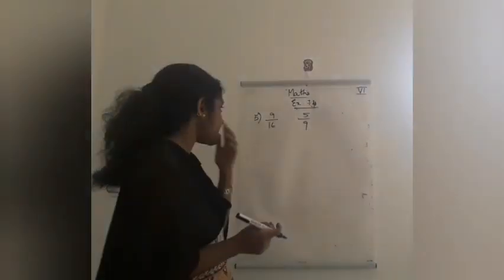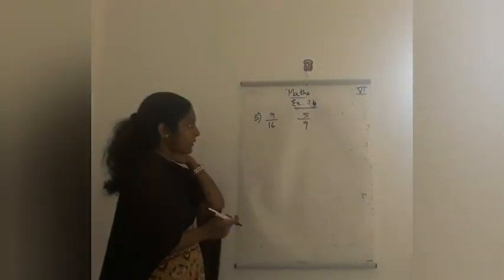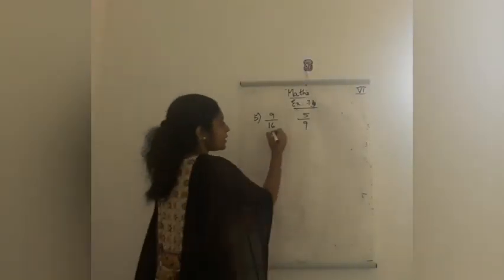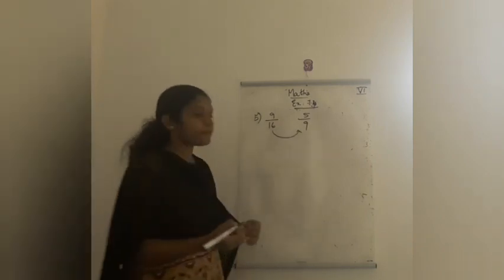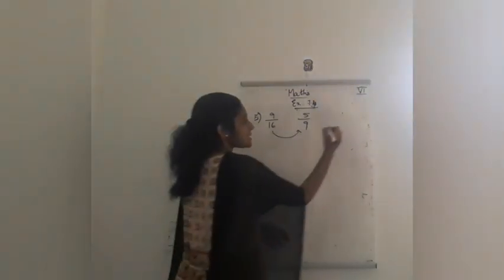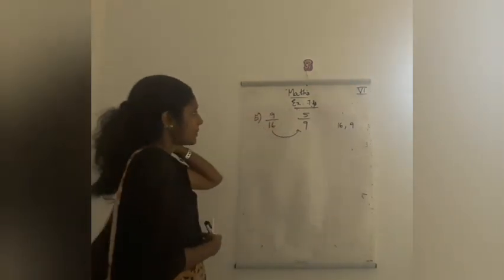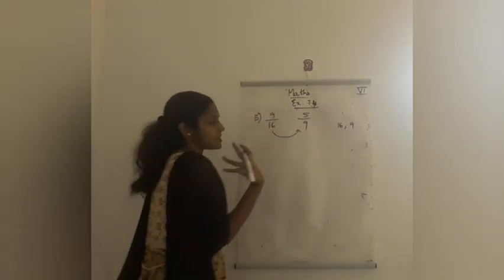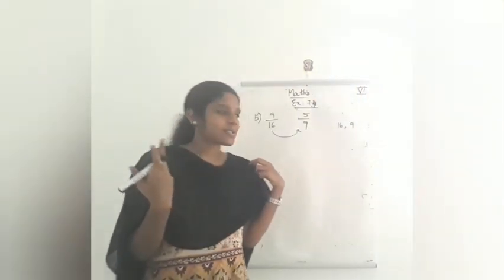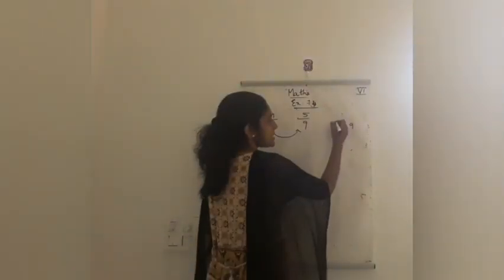So here 9 by 16 and 5 by 9. What you have to do is you have to first make the denominators equal. For that you have to find the LCM of 16 and 9. ഇത് നമുക്ക് LCM ചെയ്തേ പറ്റുള്ളൂ. നമുക്കറിയാം 9ന്റെ ടേബിളിൽ എന്തായാലും 16 ഇല്ല, 16ന്റെ ടേബിളിൽ 9 വരുന്നില്ല. Okay, so you find the LCM of 16 and 9.